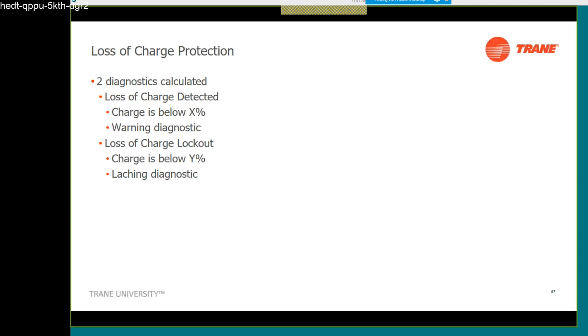So we have two calculations that we generate on loss of charge. There's two settings in there. The first setting is going to be that X percentage. It's a higher percentage. If we are approaching that loss of charge set point, then you're going to get a warning diagnostic. We're not going to shed compressors or anything like that, but we are going to give you an informational warning saying, hey, we're approaching that loss of charge. We've got a loss of charge detected. If we drop below that for 5 minutes, then you get your manual lockout.